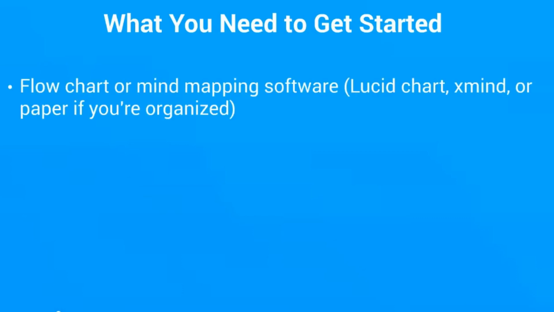Now let's talk about what you need to get started. Obviously, you're not going to need a lot of tools for this particular practice and process, but you're going to need a way to map things out, whether it be a flowchart system or a mind mapping software. We recommend Lucidchart, which is what we're going to be using. However, if you want to use a mind mapping software like Xmind or even paper, if you are organized, that's fine. But we highly recommend Lucidchart just because it's really, really easy to map things out. And you'll see what I mean when I actually jump right in.